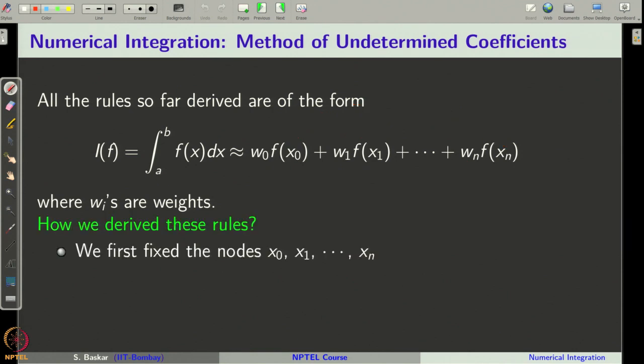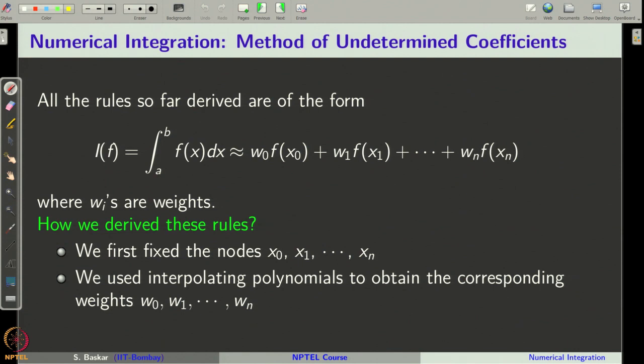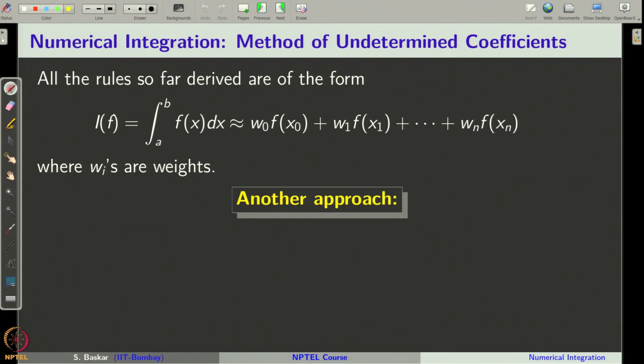What you do is, first of course, we are given the n plus 1 node points, and then we have to find these weights, right? So far, we have been doing it using the interpolating polynomials. There is another way to do it.